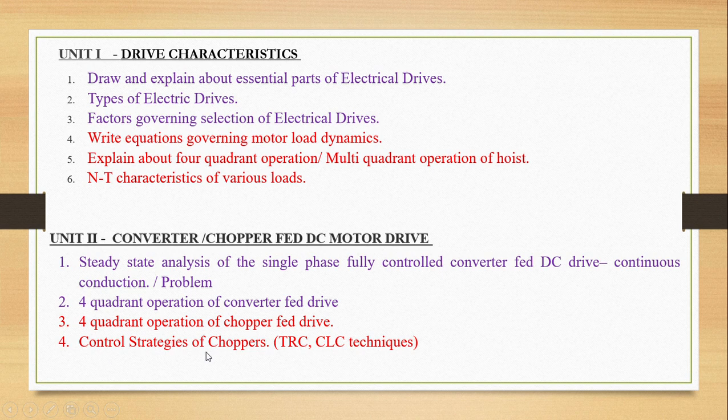Fourth one, control strategies of chopper. There are 2 control strategies. One is time ratio control, another one is current limit control, which are simply called TRC and CLC. TRC is again divided into 2, pulse width modulation and frequency modulation. In 12A, questions 1 and 2 are possible. In 12B, 3 and 4 are possible.